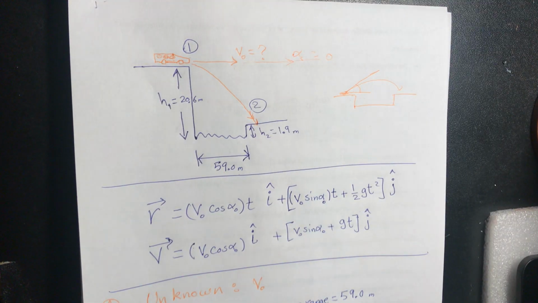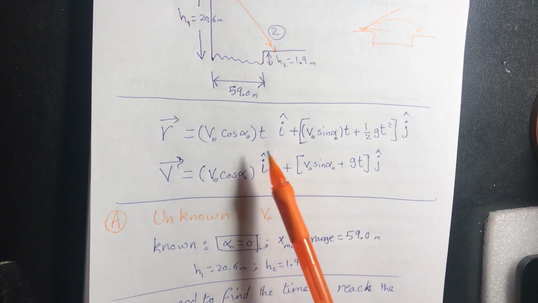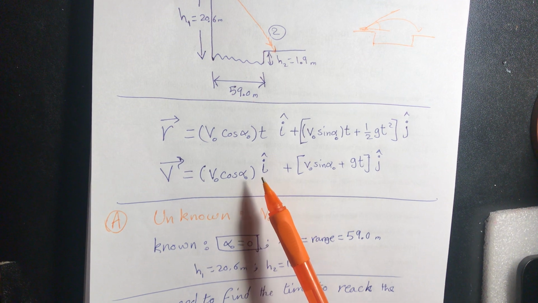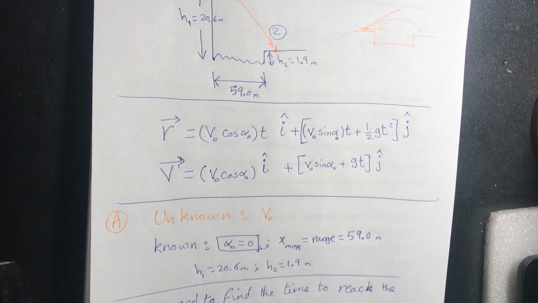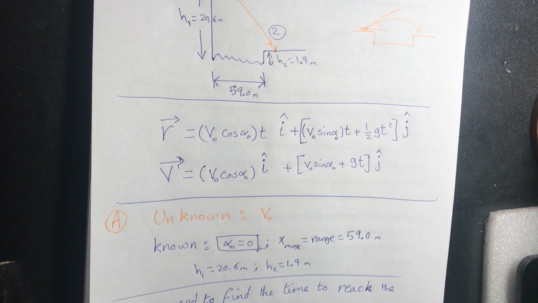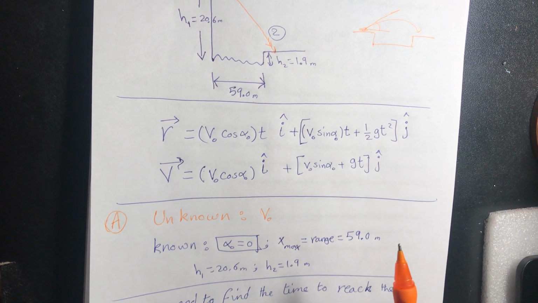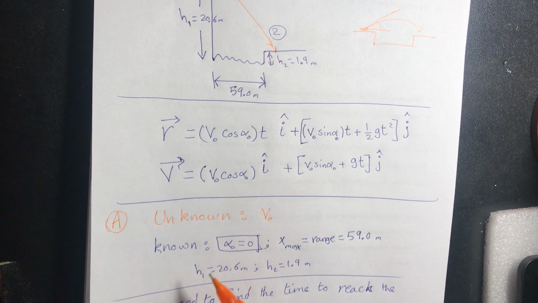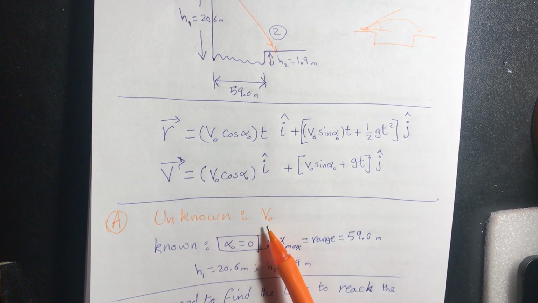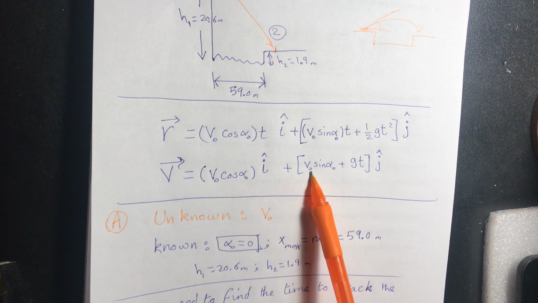Okay, now we have two vectors. Mainly we can use them for projectile motion. The first one is the position vector and the second is the velocity vector. Now we need to look at the formulas in both vectors and find which parameters are known and which are unknown. The unknown variables are v naught in both vectors.